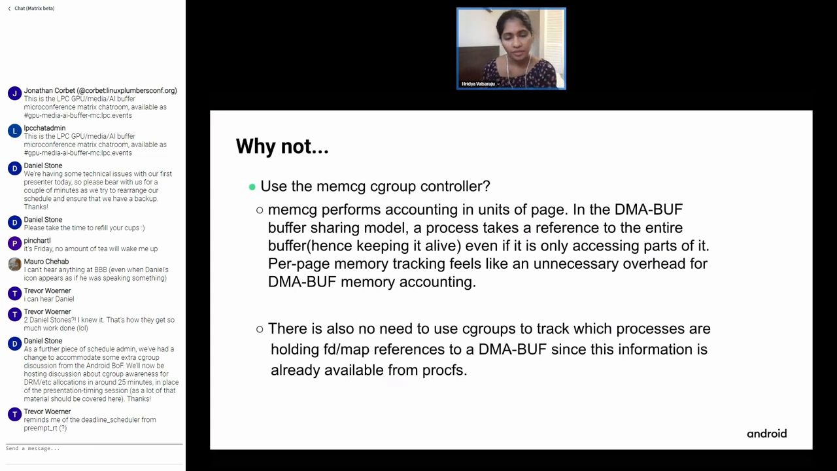More importantly, there is actually no need to use cgroups to track which processes are holding FD or map references to a DMA-BUF, because we already have this information available from procfs. So for our use case of allocator attribution for DMA-BUFs, we feel like the memory cgroup controller might not be the best way forward.